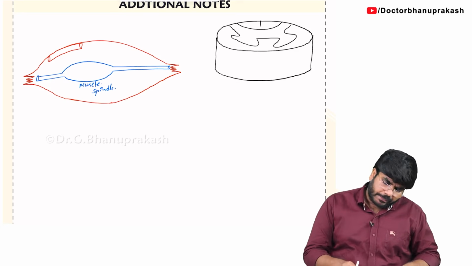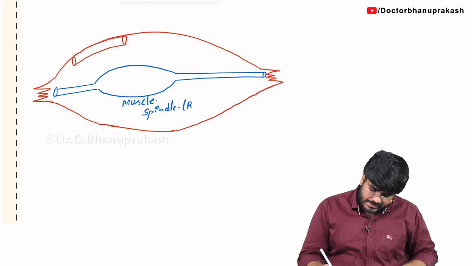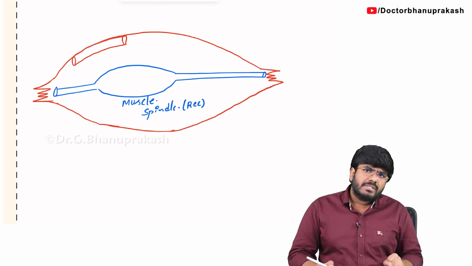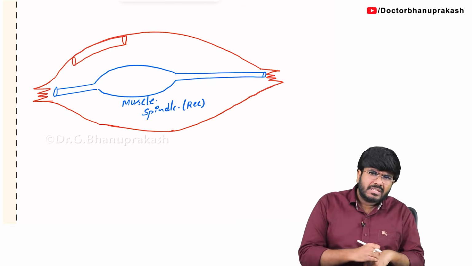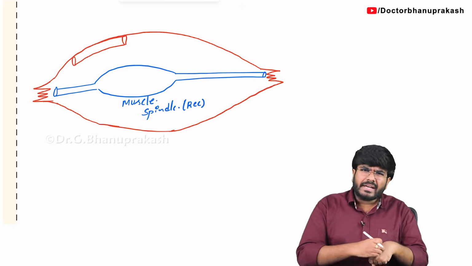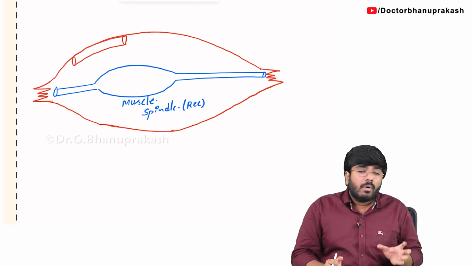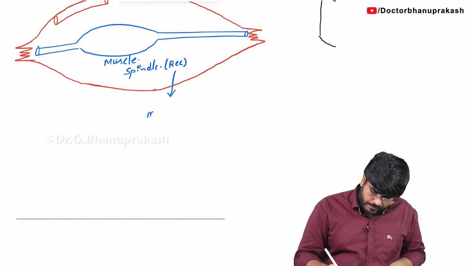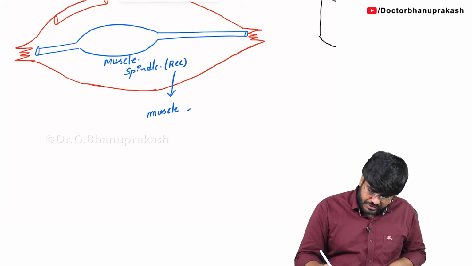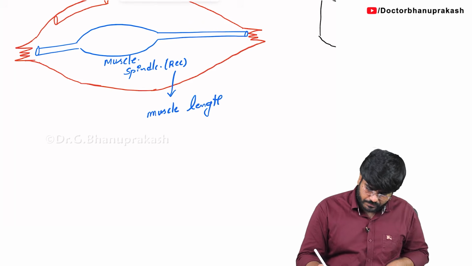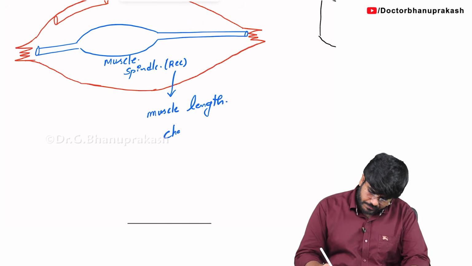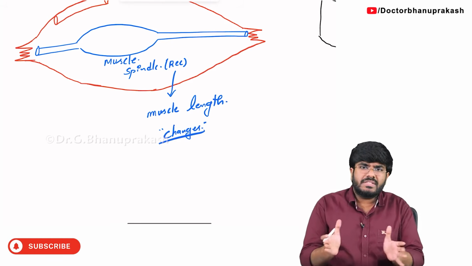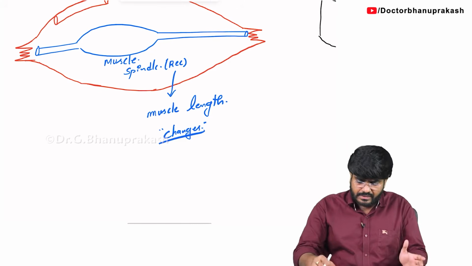Guys, now listen carefully. What exactly is this muscle spindle? Muscle spindle is a receptor. Receptor means what? Is it a touch receptor? Is it detecting light? Is it detecting temperature? No. What it detects is muscle length changes. During the contraction, how is the muscle length changing? Is it increasing, decreasing? The muscle length changes.